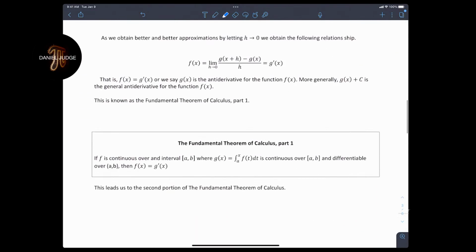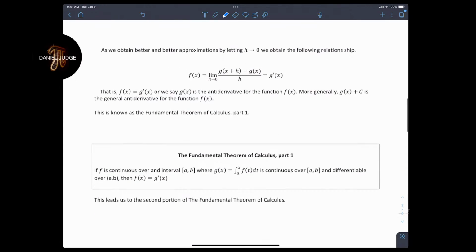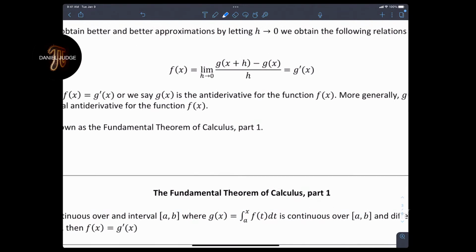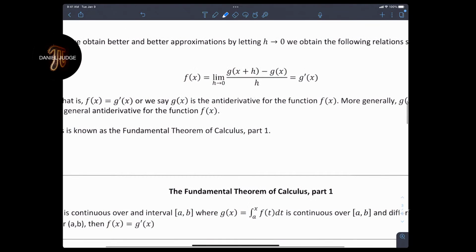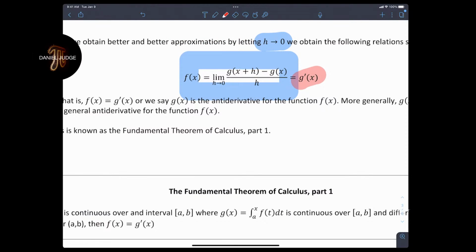Anyway, here's the thing. As we obtain better and better approximations by letting h go to 0, this is a limit. We let h go to 0. We obtain the following relationship: the function f is no longer an approximation, it is that difference quotient. That area is no longer an approximation. It's actually an exact area. And this is the limit that we're talking about as h goes to 0. Now, as h goes to 0, what you notice is we have shown that the function f is really g prime of x.